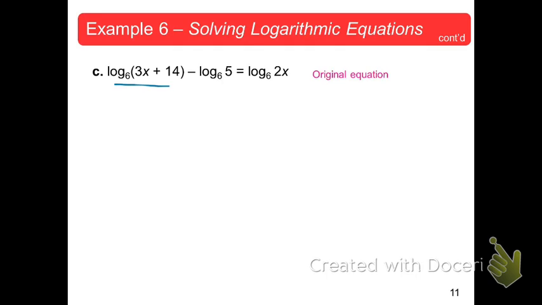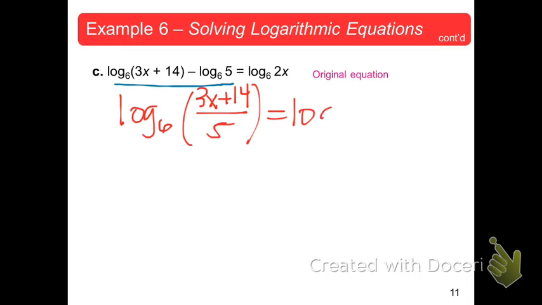We have the difference of two log functions on this side. So we want to use our properties. And we have a property that says when we have one log minus another log with the same base, we can rewrite them as log base 6 as a quotient. And so we'll have 3x plus 14 divided by 5. And of course, this is equal to log base 6 of 2x.